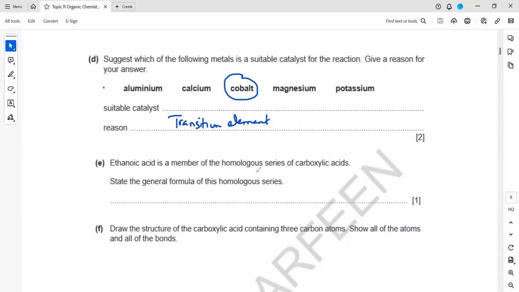Ethanoic acid is a member of a homologous series. State the general formula of this homologous series. What is the general formula of the carboxylic acid series? The general formula: CnH2n+1COOH, H should also be there. Or you can write CnH2nO2. This is also correct.